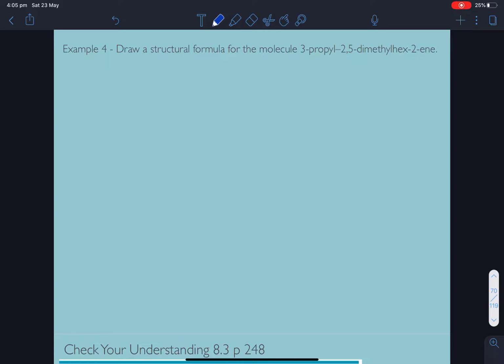All right, we've got a very long one here, but that's okay. Ene, we've got a double bond in the 2 position, and it's a hex, so it's 6 carbons long. 1, 2, 3, 4, 5, 6. Good. We've got a double bond in the 2 position. Let's start number 1 on the left to make it easy. So we've got a double bond there. Okay, so we've got our hex-2-ene.